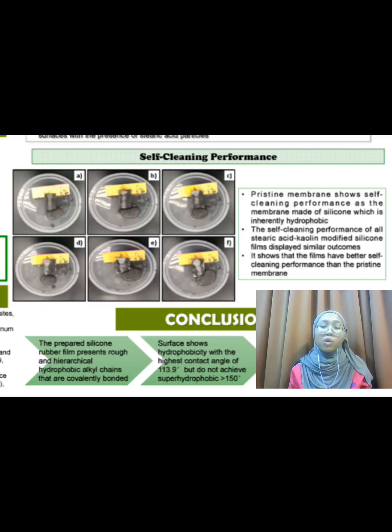Self-cleaning performance was tested on the samples as one of the significant applications of the hydrophobic surface. In the experiment, the self-cleaning effectiveness was evaluated by distributing the contaminant particle, which is graphite powder, over the membrane and determining how easily rolling droplets could move the particles away. Based on the result, the pristine membrane shows self-cleaning performance as the membrane is made of silicone, which is inherently hydrophobic. The self-cleaning performance of all stearic acid modified kaolin silicone films displays similar outcomes. It shows that the films have better self-cleaning performance than the pristine membrane.